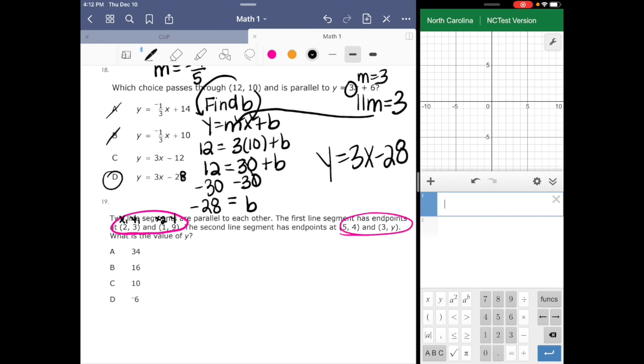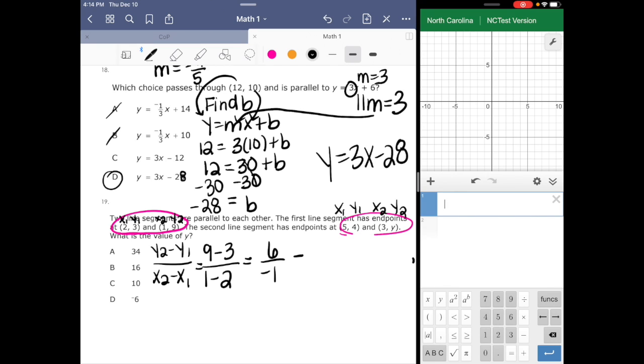So remember, this is x1, y1, x2, y2. So this is going to be y2 minus y1 over x2 minus x1. So it's going to be 9 minus 3 over 1 minus 2. All right, so 9 minus 3 is going to give me 6. 1 minus 2 is going to be negative 1. So that's going to give me negative 6.